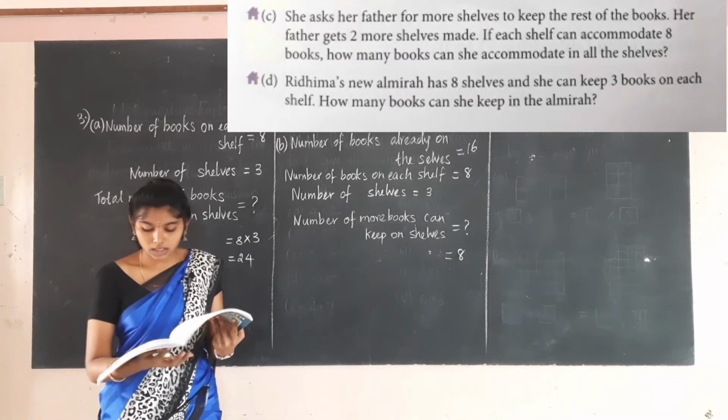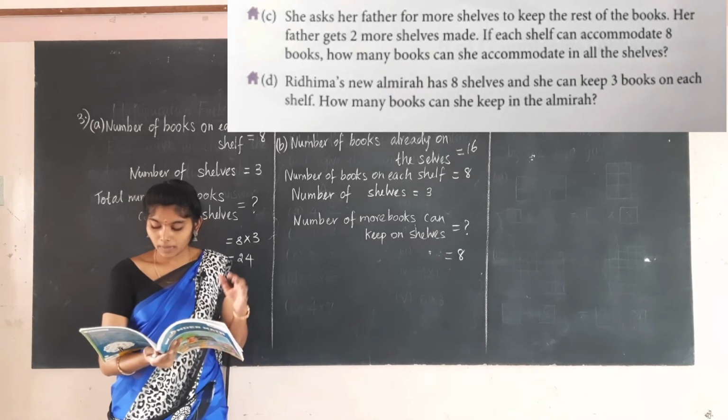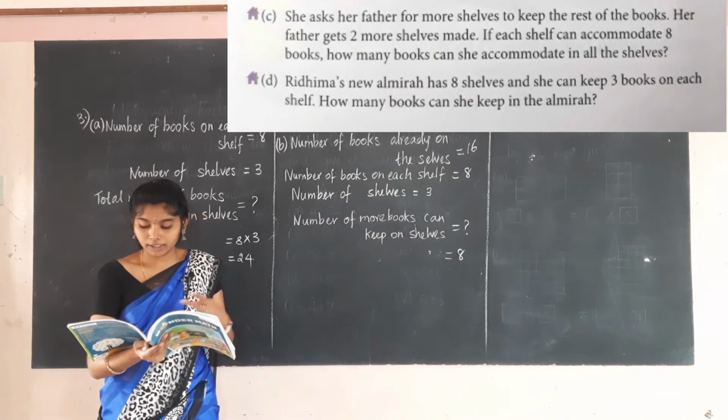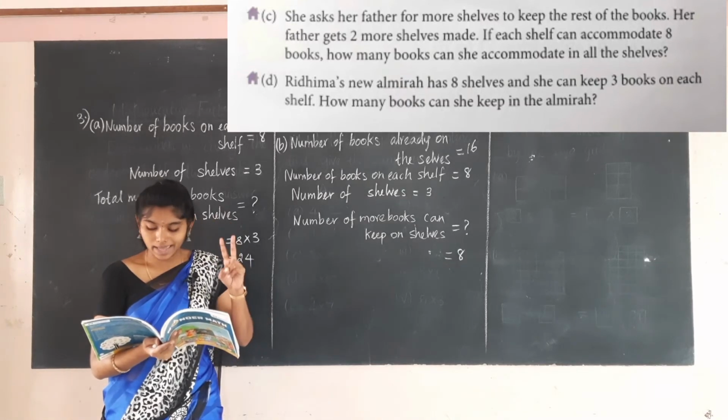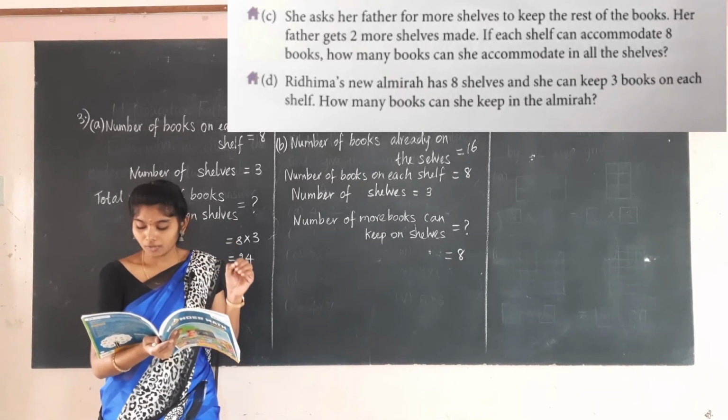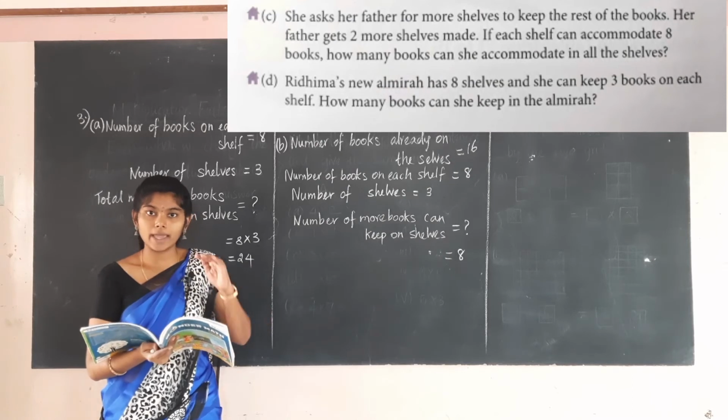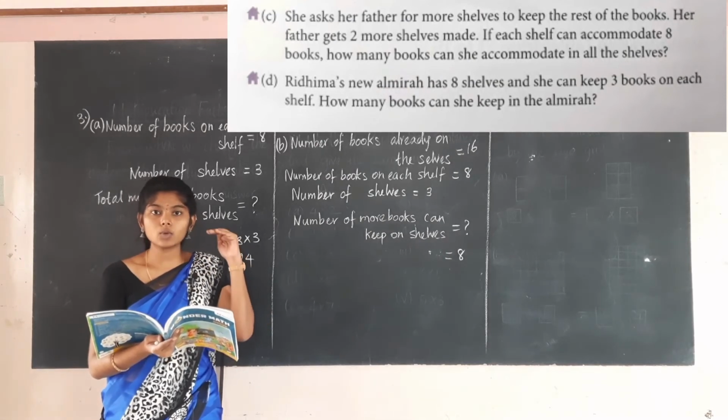So what is given here is, her father makes 2 more shelves for her. So already there are 3 shelves. Now he is making 2 shelves extra. So if each shelf can accommodate 8 books, the same thing, in each shelf she can arrange only 8 books.